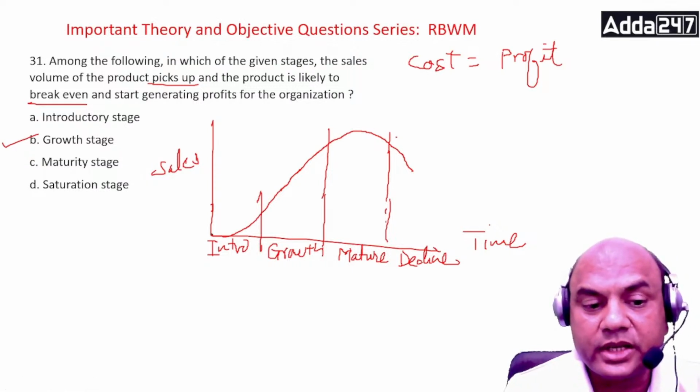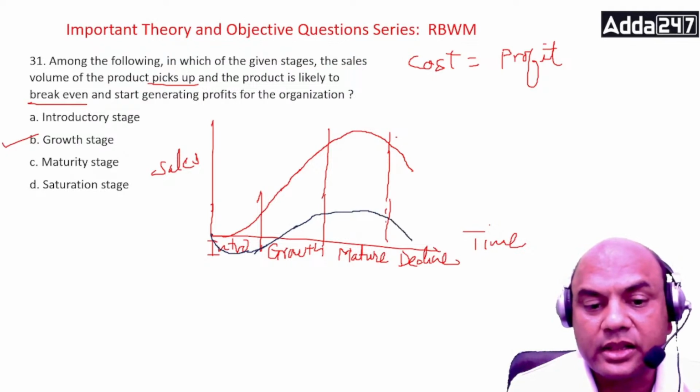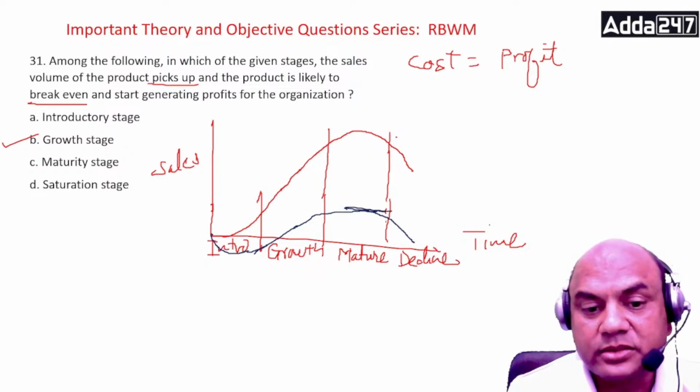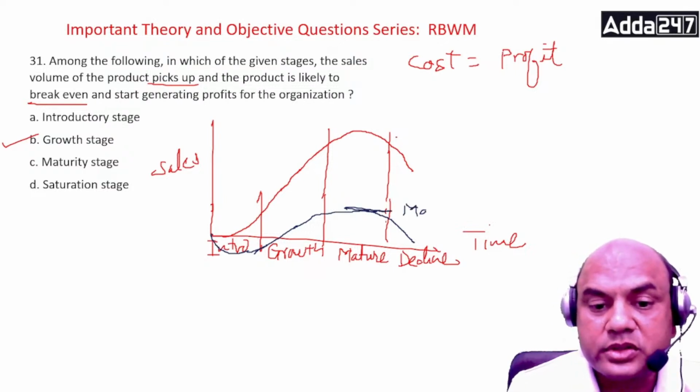In introduction phase, the profits move like this, lower. In growth phase, they start growing like this. In maturity phase, they grow up to the maximum, and in decline phase, they start falling. See here, introduction will have negative profits. Growth, they'll start growing up. Maturity, maximum profit. See this, maximum. So this is the profit curve.